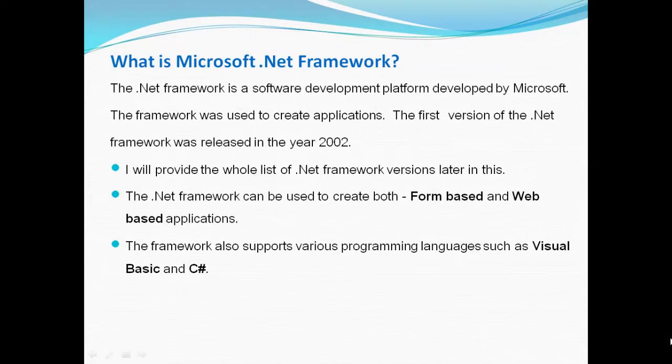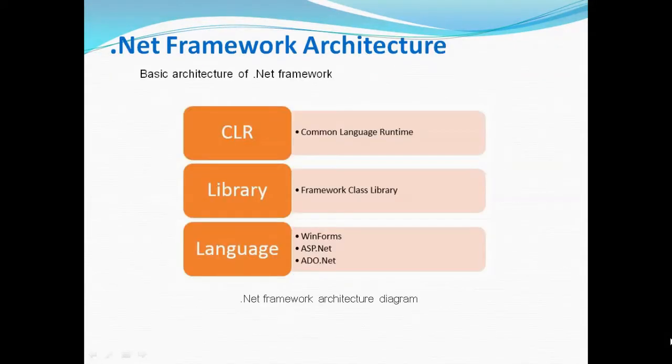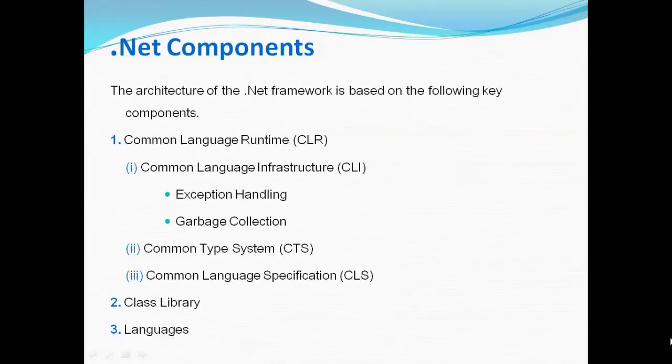The .NET Framework can be used to create both form-based and web-based applications. The framework also supports various programming languages such as Visual Basic and C#. Here is the .NET Framework architecture diagram. This is the basic architecture of .NET Framework. There are three layers in the .NET Framework basic architecture. First one is CLR, known as Common Language Runtime. Second one is the library, the Framework Class Library. And third is the language.